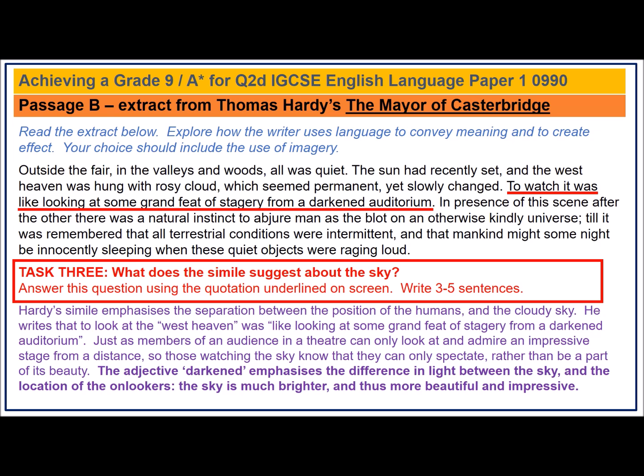How did your answer compare? How could you have improved it, developed it, or phrased your points more precisely? It might be worth spending some time improving your response in the light of my model answer. If so, press pause now.